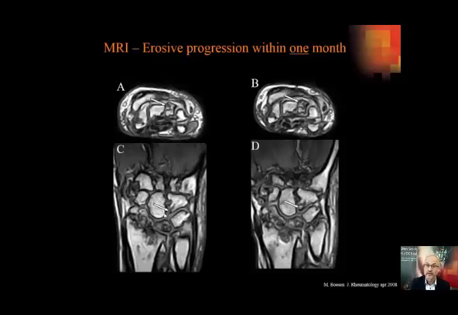Having done that, even on low field systems of 0.2 Tesla, like in this case, you can assess the erosive change over time. And what you'll see here is that this erosion progresses even within 1 month of study. This underlines the fact that inflammatory joint diseases are aggressive local diseases that can erode the bone in a very short time span if you don't suppress the disease activity.